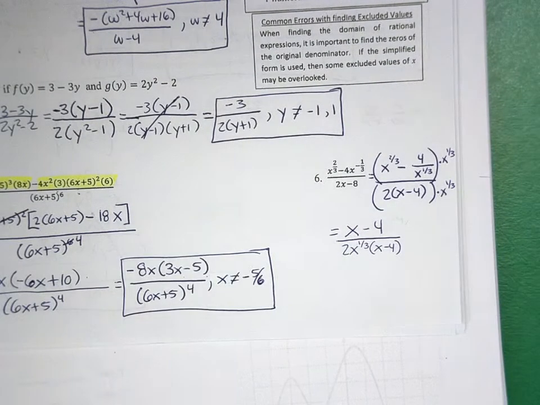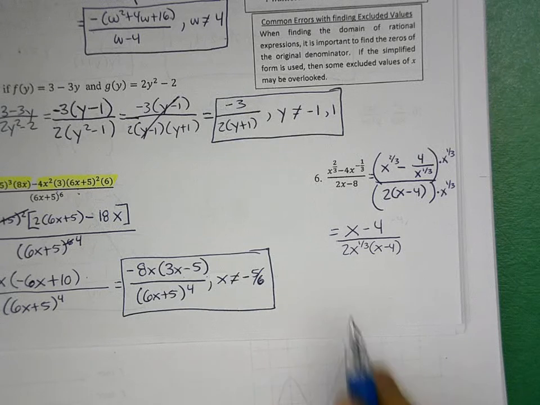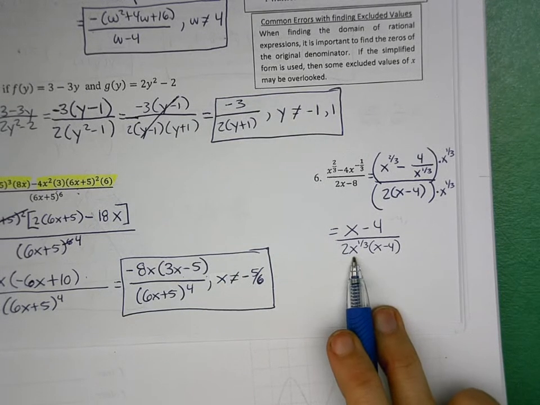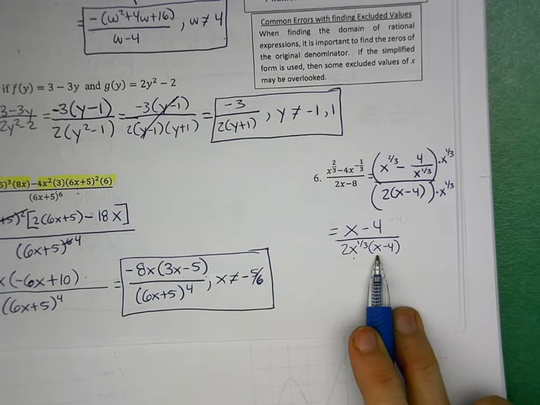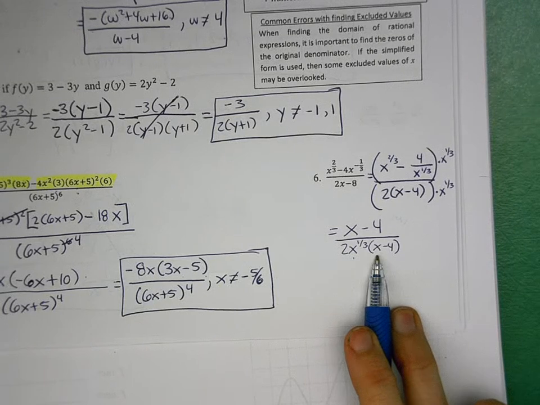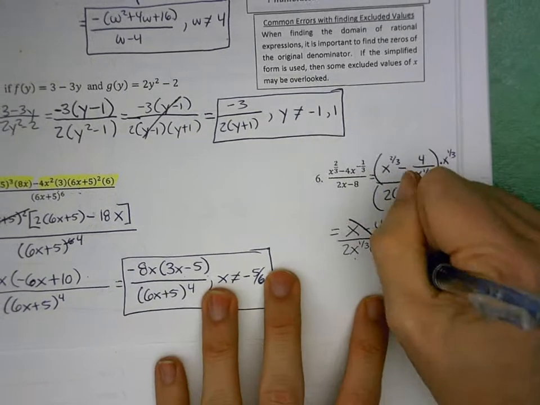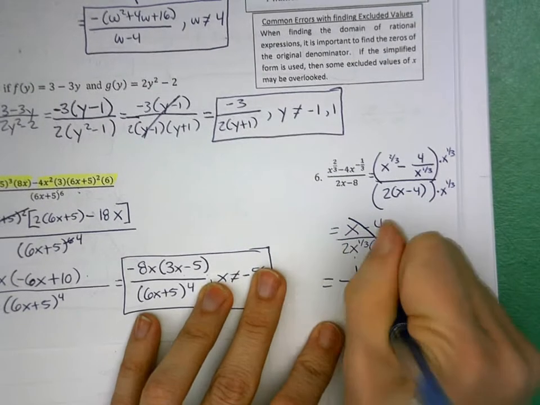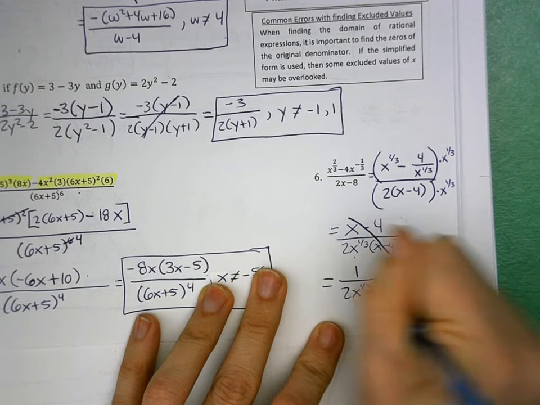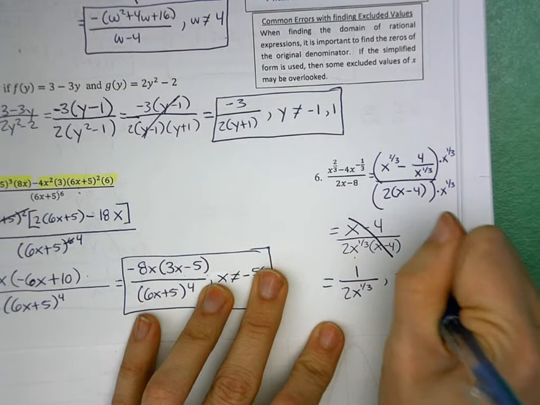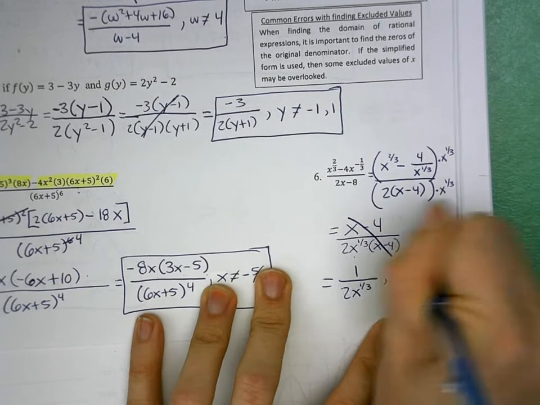Okay. Excluded values. X cannot equal 0. X cannot equal positive 4. And so then simplifying, we have 1 over 2x to the 1/3, where x cannot equal either 0 or 4.